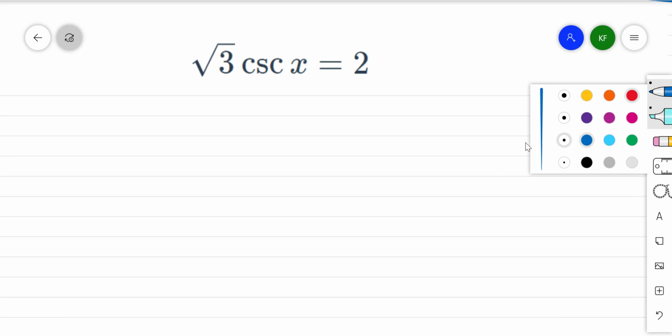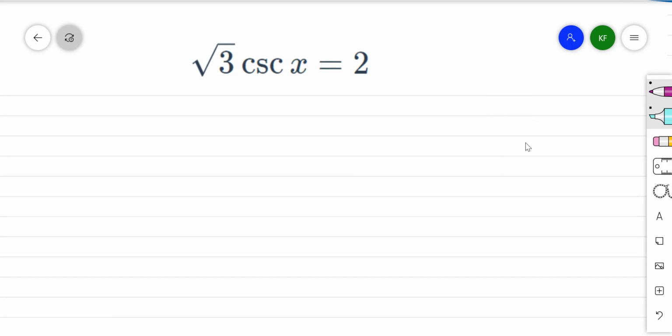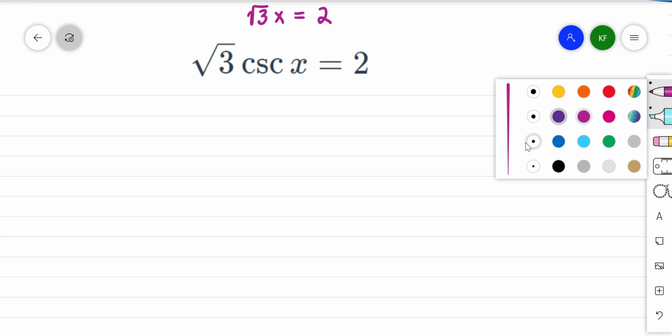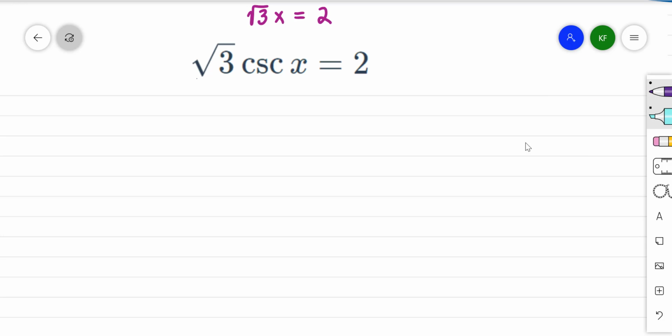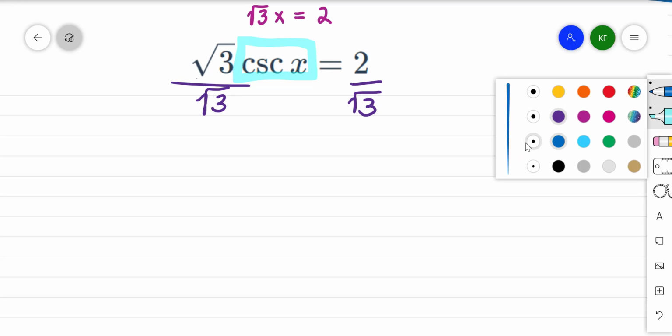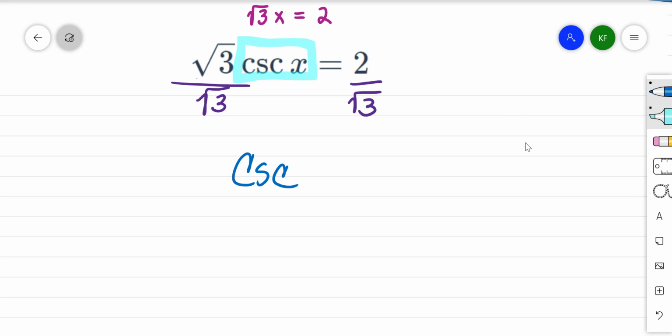Right, so just to liken it to previous kinds of things that you have solved in the past, you're going to divide both sides by the square root of 3 in order to solve this. So we are going to do that. We want to get cosecant x by itself, isolated, and we're going to divide both sides by the square root of 3. That's what I should have said. So I got cosecant of x is now equal to 2 over the square root of 3.